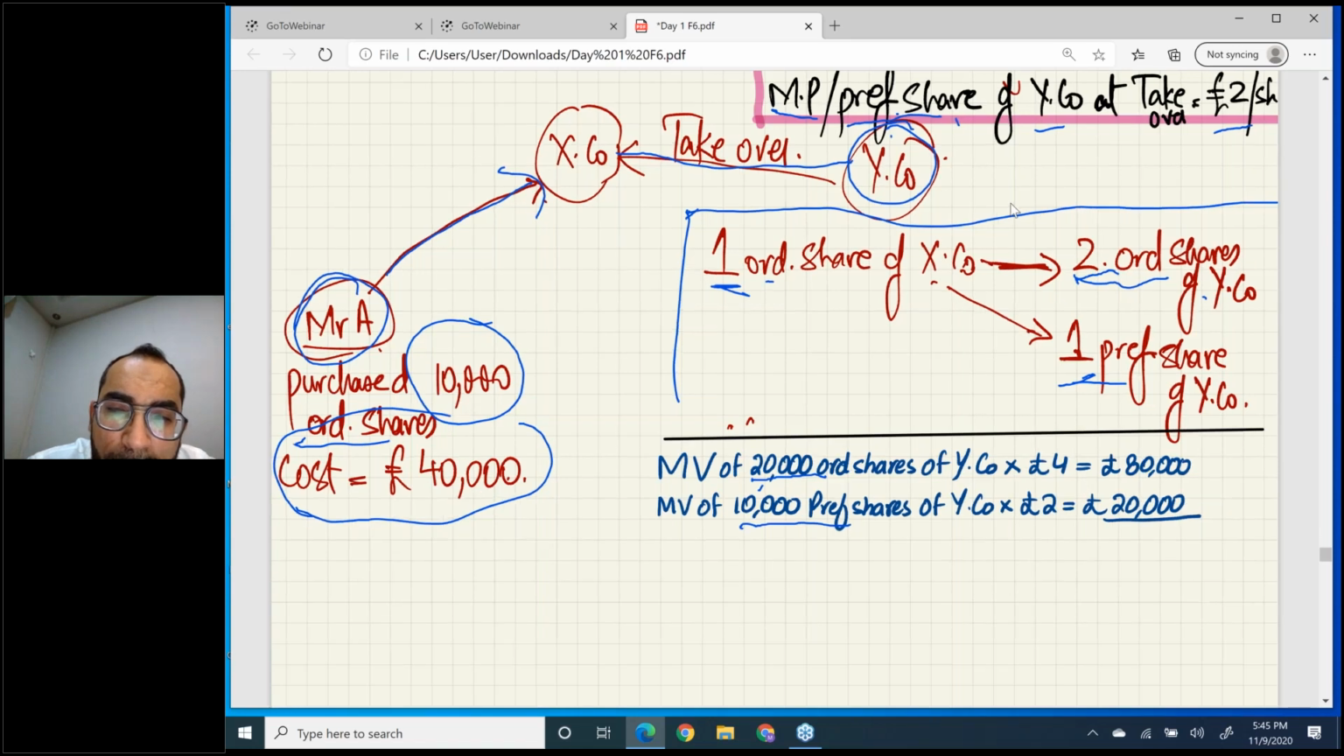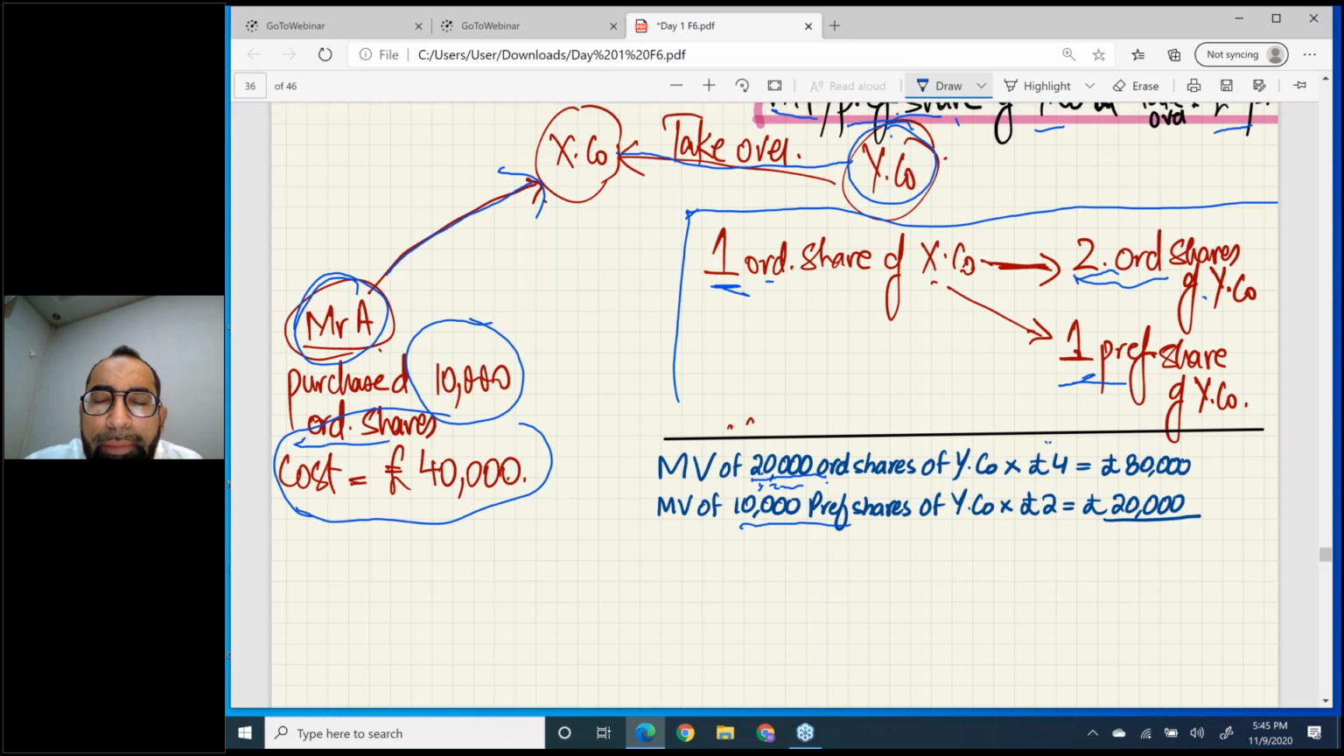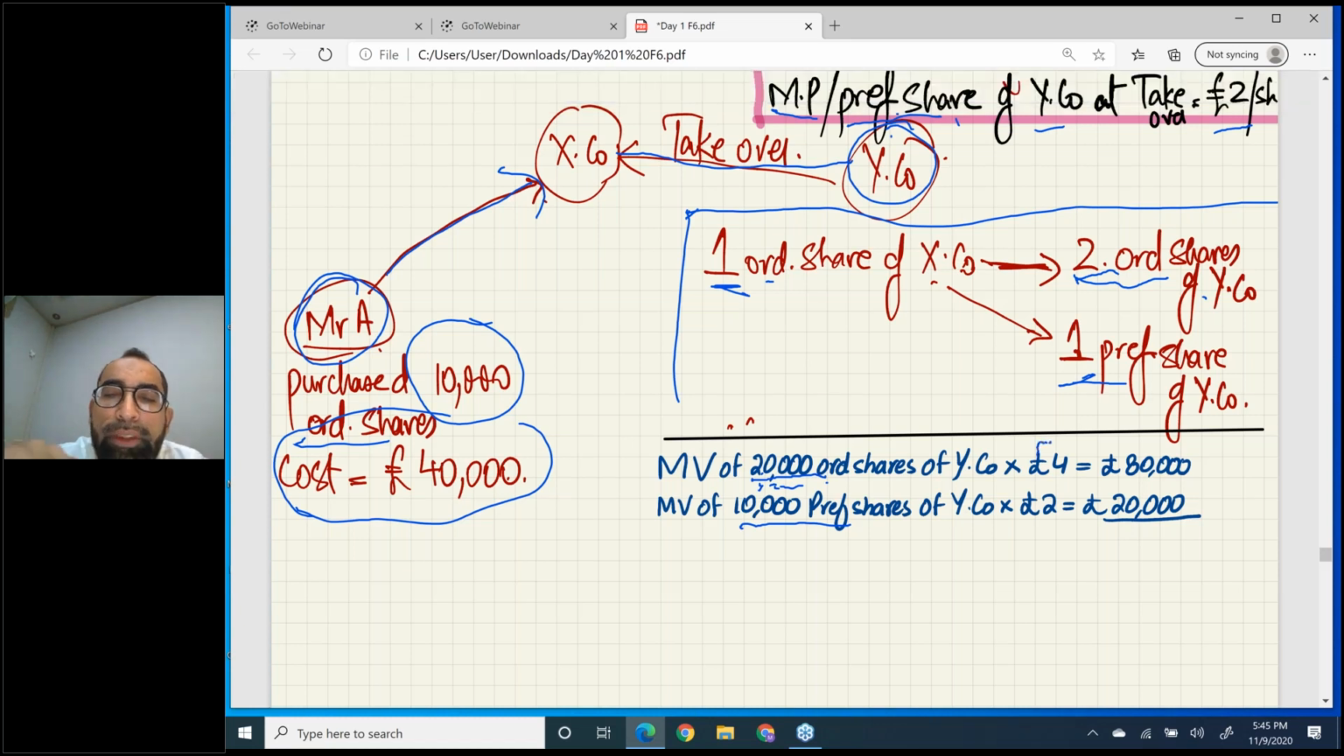Look at here, we have 20,000 ordinary shares of Y company, and the market price of one ordinary share is £4. So 20,000 times £4 is 80,000. 80,000 is the market value of the ordinary shares.